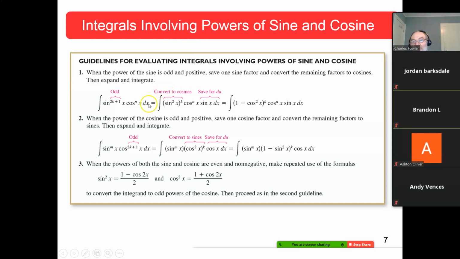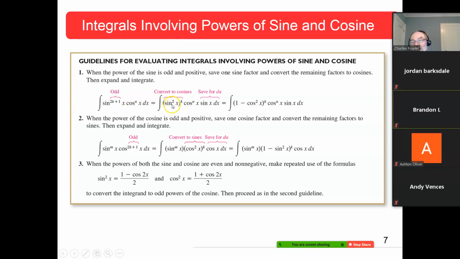So, if this is an odd number, 2k plus 1, k is any integer here, that's the odd number. It doesn't matter what the cosine power is. It really doesn't matter at all. But make sure the sine is odd. If it is, factor out one of those sines. That's going to become your du. And then the rest of the sines, they've got to be even now. You factored one odd one out. That's going to be even.